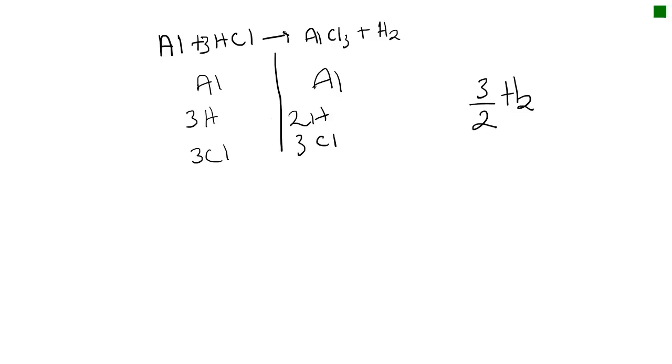Now, why did I do that? The reason is that if I take 3 over 2 and multiply by 2, let's see what I get. I get 6 over 2, which is equal to 3. So now, in my chemical equation, 3 over 2 becomes 3. See how I did that? That's how you use fractions to help balance out chemical equations.